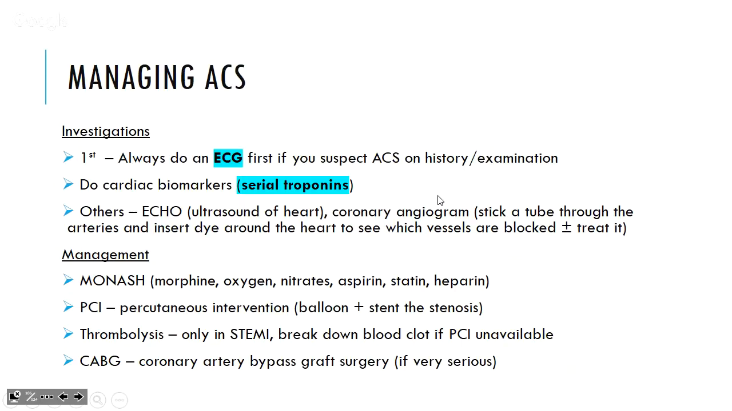So how do we manage heart attacks and ACS? Always do an ECG first to confirm it. And then if you suspect it from history and exam, do serial troponins. So you want to check the changes in troponins. If it's increasing, then you know that they have a heart attack. Other things you can do are an echocardiogram, which is pretty much an ultrasound of the heart, and a coronary angiogram, looking at the arteries around the heart.